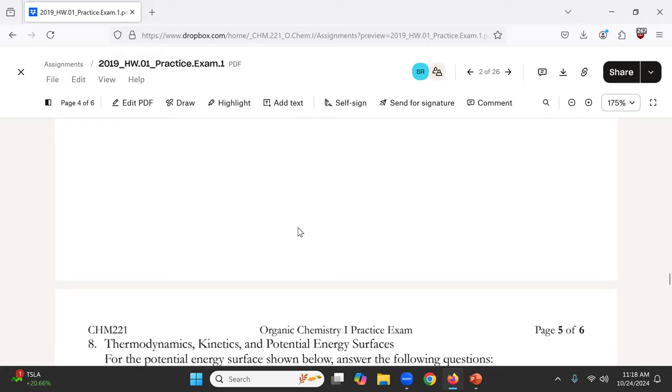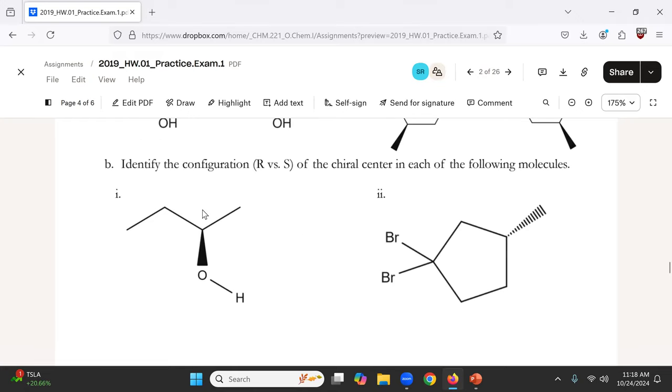Right, and the other place in the test is going to be, there's going to be a couple where, in addition to the naming, you don't have to name these. I just want you to tell me whether it's R versus S. That way I'm testing you just on that, not marking you down on your nomenclature specifically for forgetting it.